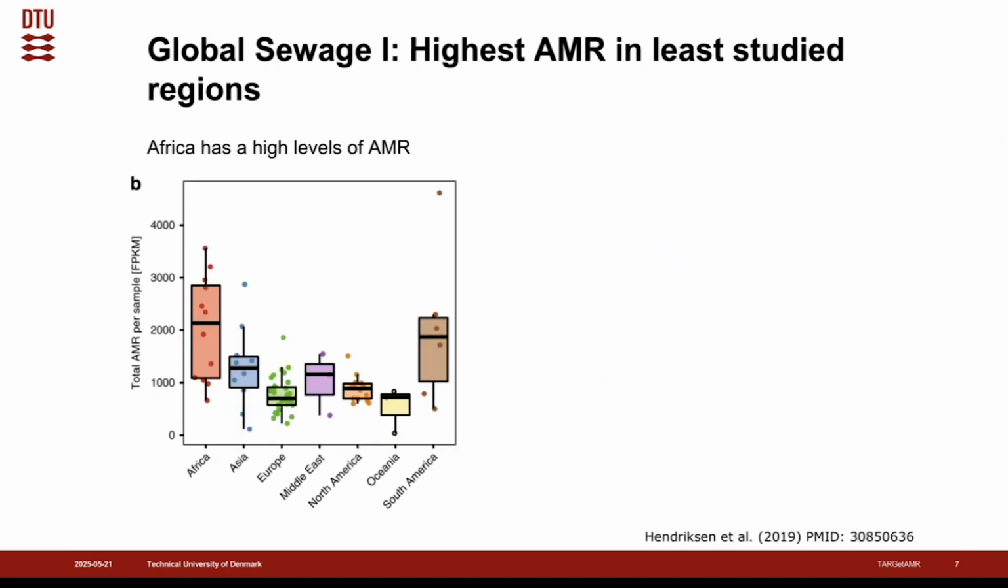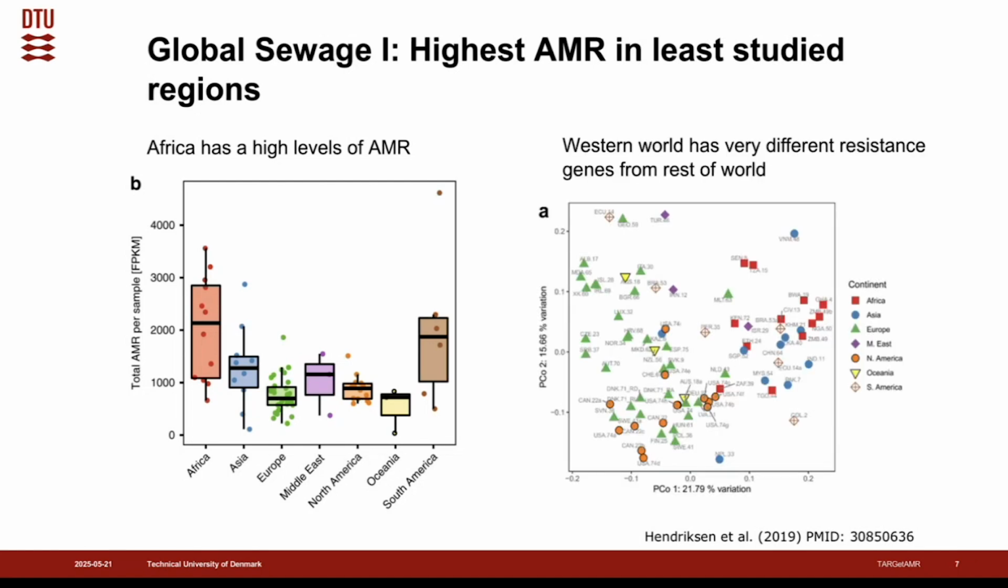So I figured I'm going to start with what was observed in the first global sewage paper, where they did a metagenomic study, and they found that according to this data, Africa had the highest level of antimicrobial resistant genes, but we had the fewest samples from there. Furthermore, they observed that the Western world had very different resistant genes compared to other parts of the world.